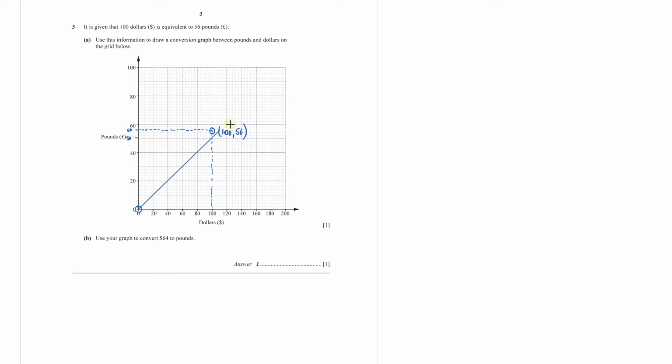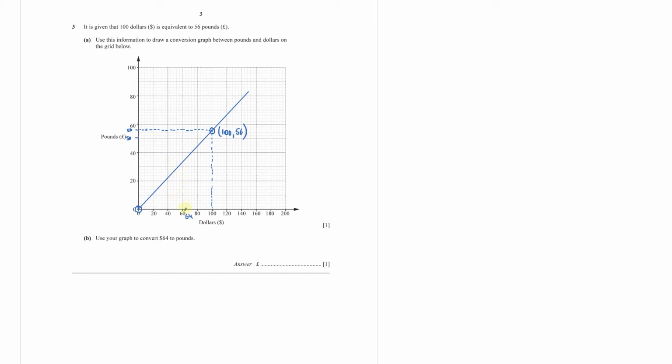Let me quickly draw this here. So this is your conversion graph. Part B is, use your graph to convert $64 to pounds. So $64 on the x-axis. So on the x-axis, each small box represents $4 because there are 5 boxes between 60 and 80. So 64 would be the first small line here. So this would be 64.